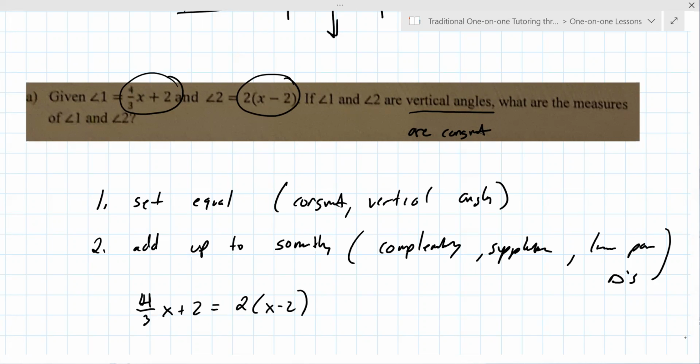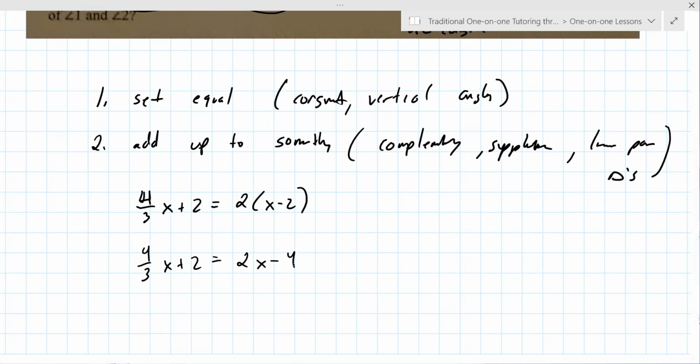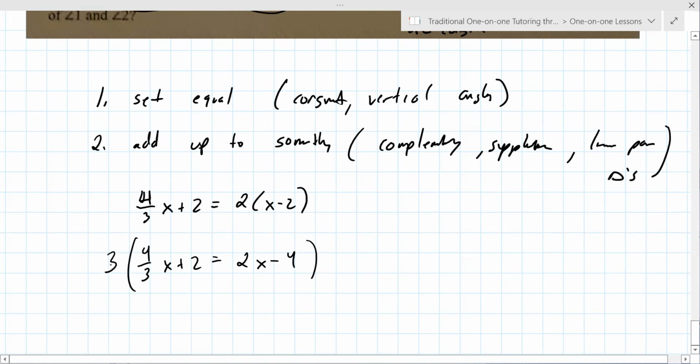Okay, so we're just going to solve here. I would distribute the 2 on the right. So it's 4/3 x plus 2 equals 2x minus 4. Is that okay? Yes. Okay, now I would get rid of the fraction. Yeah, I think I'd do that too. So what do you multiply everything by to get rid of the fraction? By 3. So everything. Everything means everything. Doesn't mean you get to miss one and get the problem wrong. It's everything.